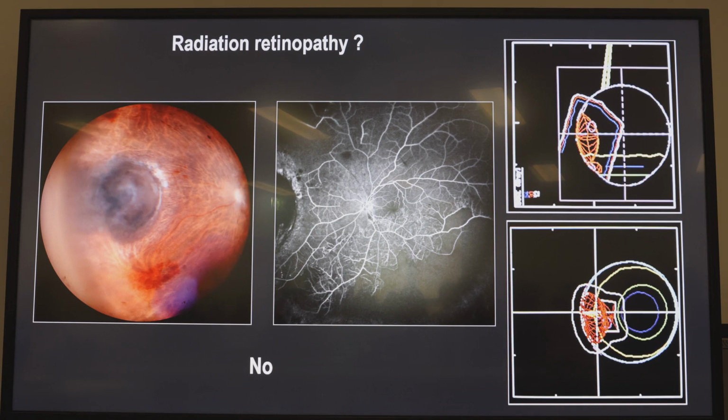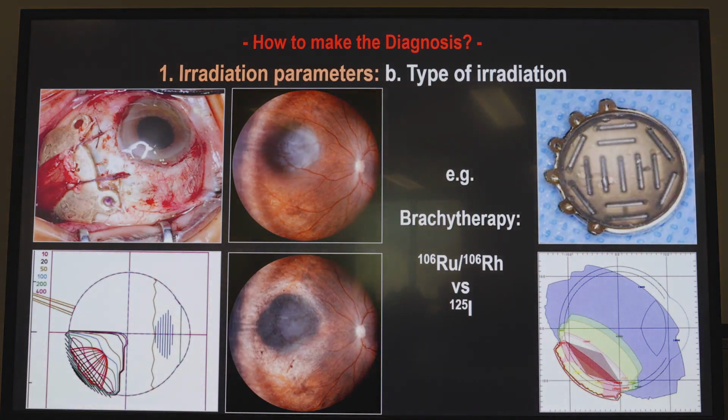So no, the inferior part is not radiation retinopathy. Okay, so look at the plan also, for the cataract surgeons. When you operate on patients that have been treated with proton therapy and the oncologist says, okay, go for it, you can go for the cataract, look at the plan, because there you will see where the protons have gone through, and there you will have scarring problems, and where you can go without a problem into the eye, and where you won't have scarring problems. So look at the plan.